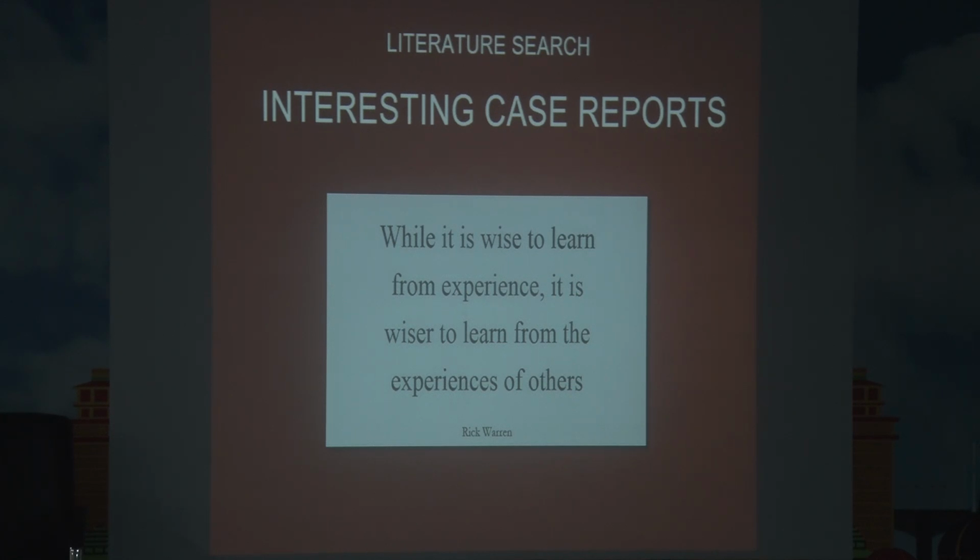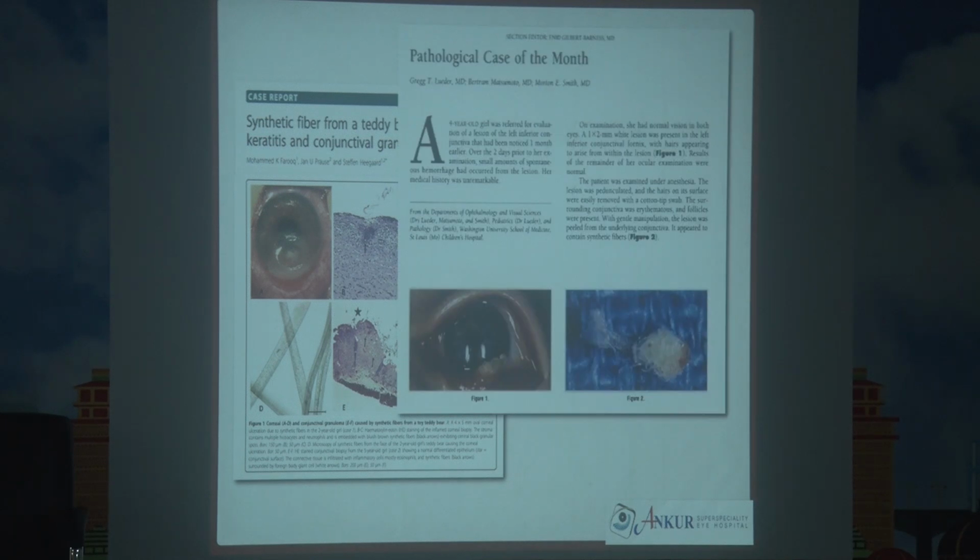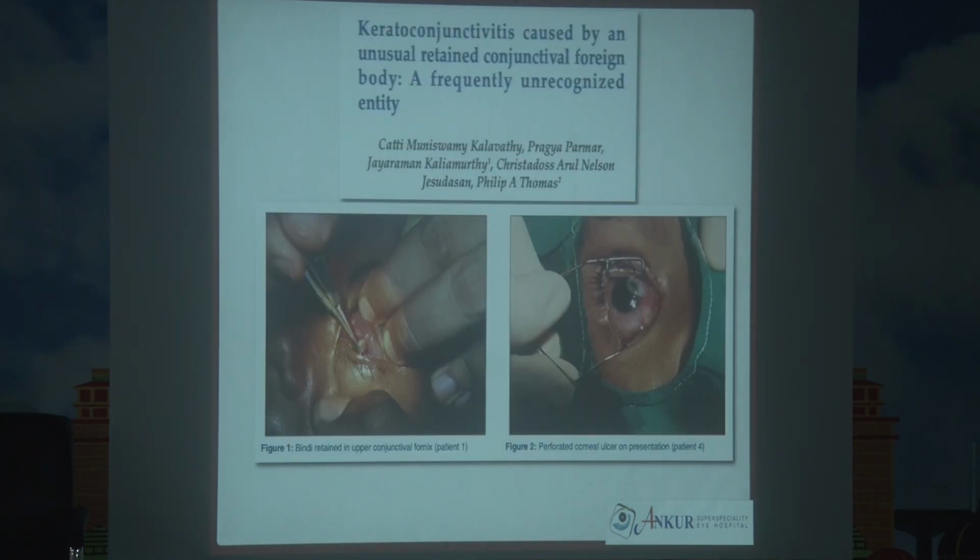Now it is wise to learn from our experience, but it is wiser to learn from the experience of others. So when I did a literature search while preparing for this, I found some interesting case reports. There is something called teddy bear granuloma, where the teddy bear hair in kids accumulated and formed a granuloma, which resulted in a corneal infiltrate and corneal melting like this. This was very surprising. I myself used to put a bindi on my daughter. After seeing this, I've stopped it, because a bindi got lodged into the fornix in a kid, and that resulted in this corneal lesion.